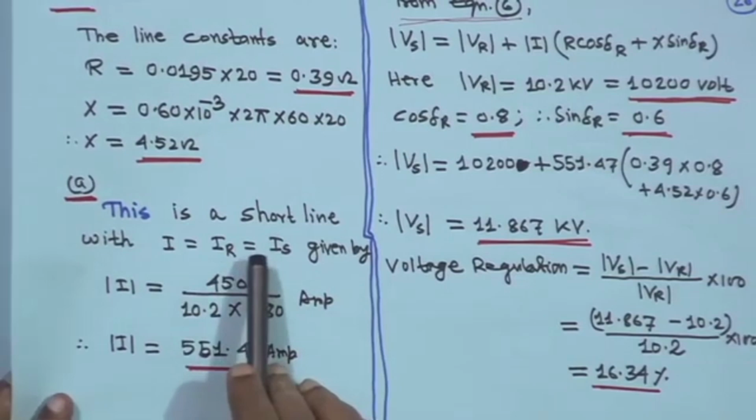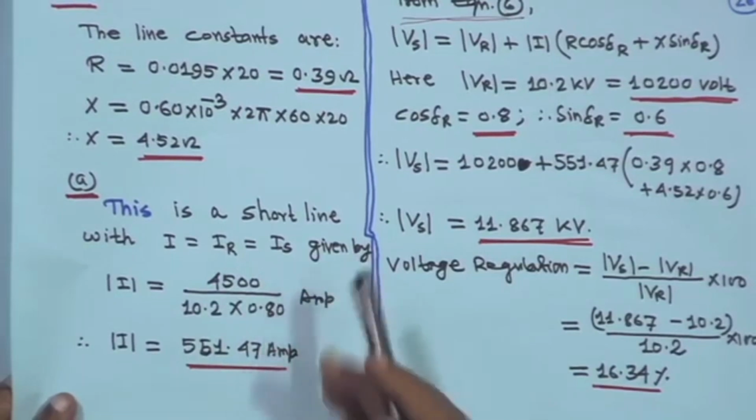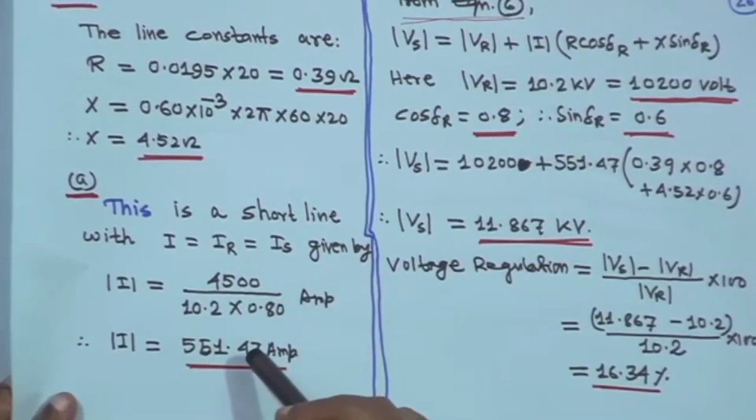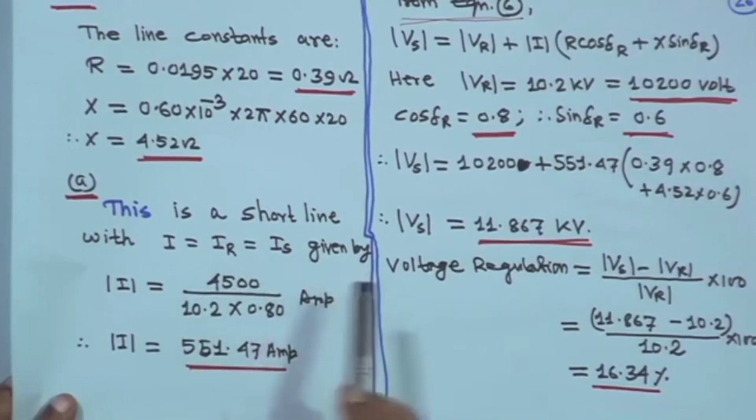So, for a short line, there is no question of considering charging admittance. So, I is equal to I_R is equal to I_S, because a short line has no shunt capacitance, that is, the charging capacitance. So, I is equal to I_R is equal to I_S, right.